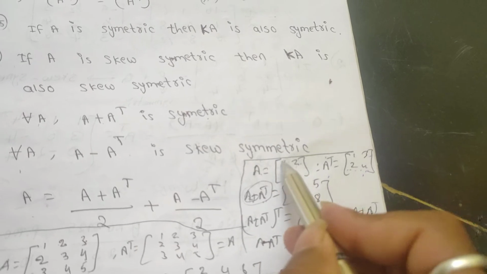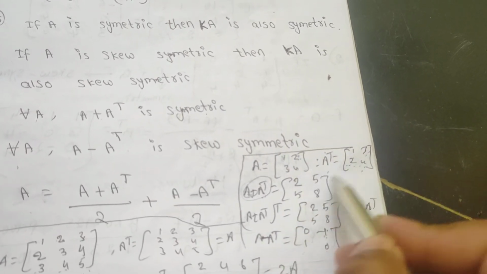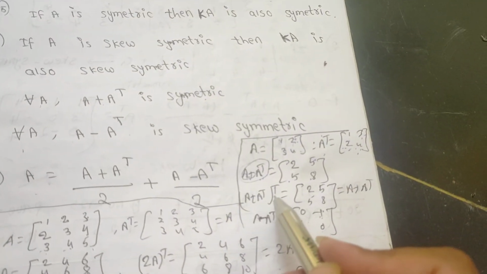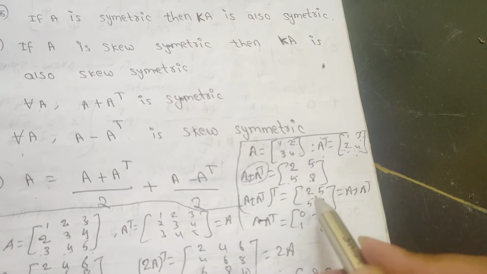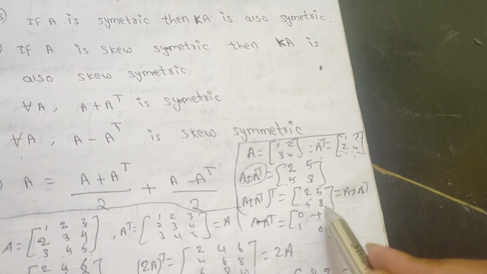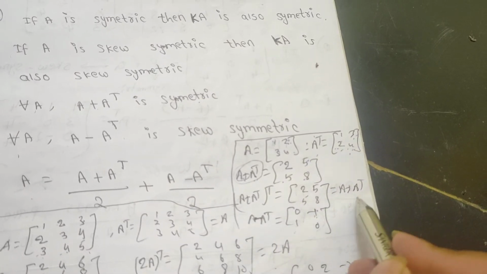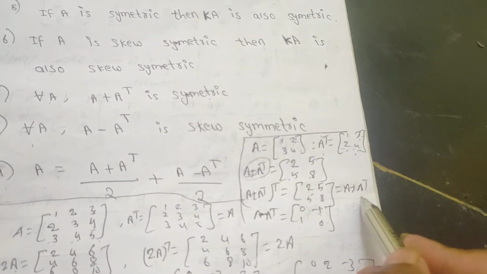So add these two matrices. A plus A transpose: 1 plus 1, 2. 2 plus 3, 5. 3 plus 2, 5. 4 plus 4, 8. See here. A plus A transpose whole transpose gives 2, 5 as the first column, 5, 8 as the second column. So same matrix you get. So A plus A transpose whole transpose equals A plus A transpose only. So it is symmetric.